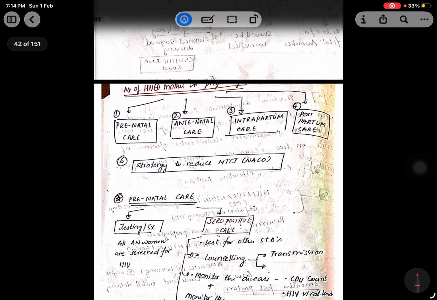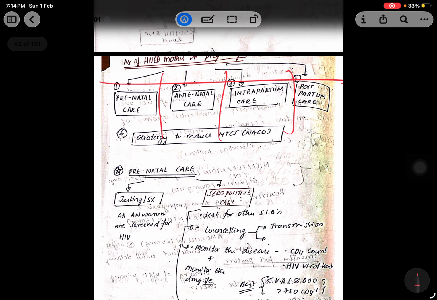Okay, how do you manage an HIV mother? If she is HIV positive, you have to divide everywhere in OBG. The major thing which is important in OBG is the numbers, the dose, and the division. So you need to talk about preconception care, antenatal care, intrapartum and postpartum care, as well as how you reduce the transmission from mom to child.